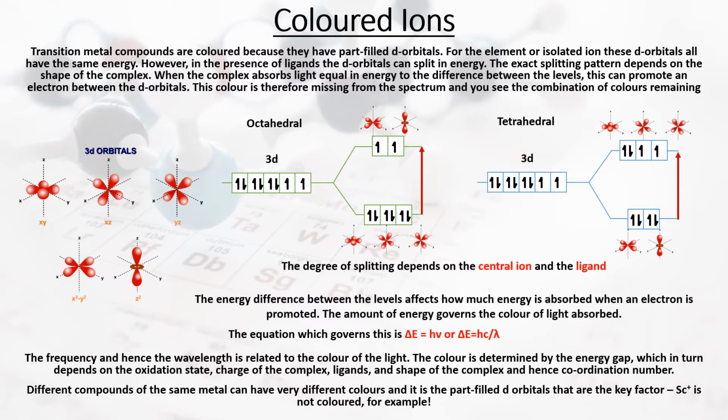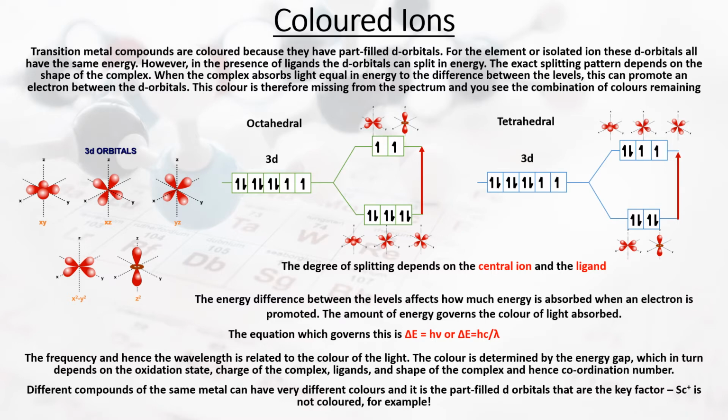Now, we've probably seen lots of other spectroscopic techniques in our A level before. If you think about infrared spectroscopy, we're looking at vibrations within the molecule. If we think about NMR, we're looking at the spins of the nucleus. In UV-Vis spectroscopy, what we're really interested in is electronic transitions, literally electrons moving from one energy level to another. And so when we have that exact amount of energy supplied, equal to the difference between those levels, this can promote an electron between the d orbitals from the lower level to the higher level.